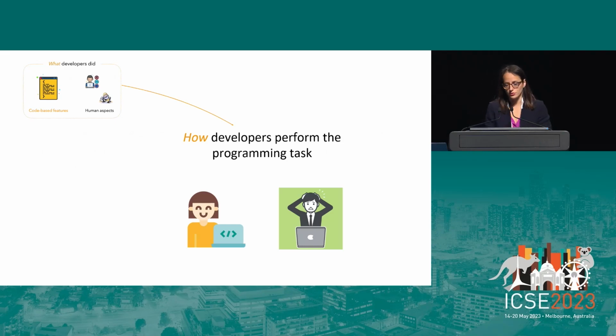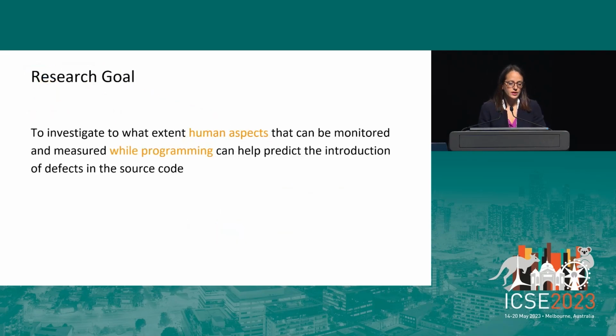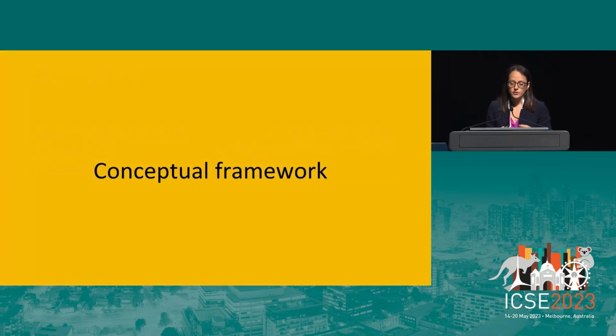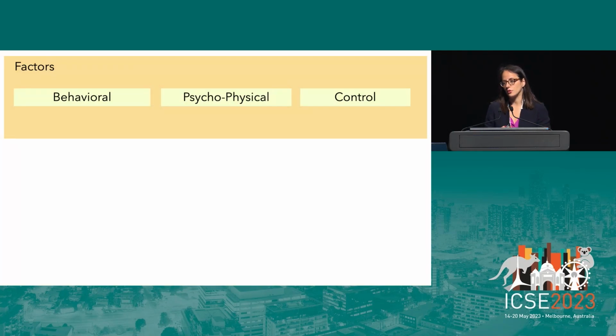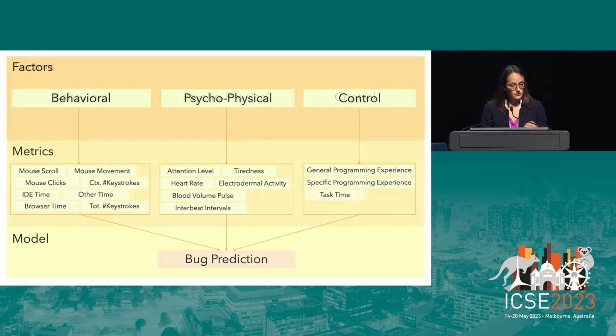So the research goal of this paper is to investigate to what extent human aspects can be monitored and measured while programming and can help predicting the introduction of defects in the source code. So in order to address our research question, we have surveyed literature and related work, and we have defined a conceptual framework including behavioral, psychophysical, and control aspects. And these factors were operationalized using a set of metrics that are then incorporated in our bug prediction model. So I will go through each of them.